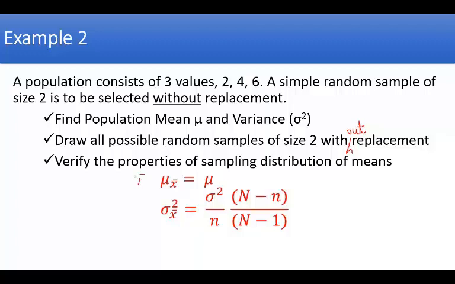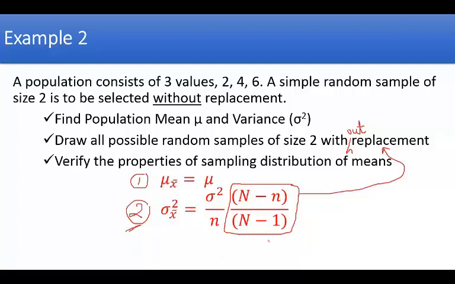So the first property is the same. The second property, just note the difference here. This part is added due to the sampling without replacement. So in the second property, there's just a little bit of addition. The rest of the work is the same. We just look here at how we will take the samples without replacement.